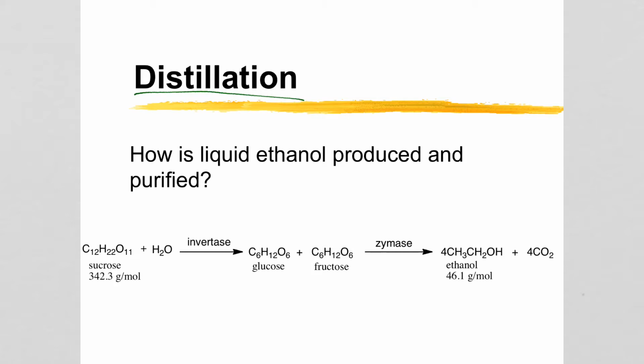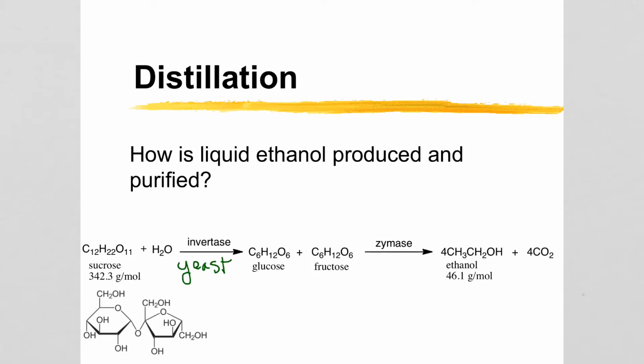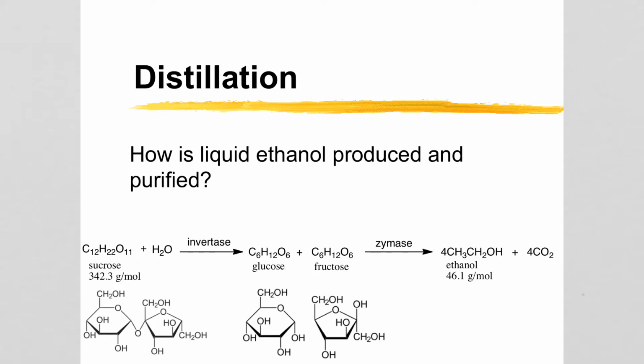How the liquid ethanol is produced is we're starting with sucrose, which is a pretty complex molecule that looks like this. And recall we added yeast and pasteur salt and things like that to the mixture with sucrose. What happened was that there was an enzyme in the yeast called invertase that is going to take apart the sucrose into its constituent sugars, glucose and fructose. And then an enzyme present in yeast called zymase will produce ethanol.